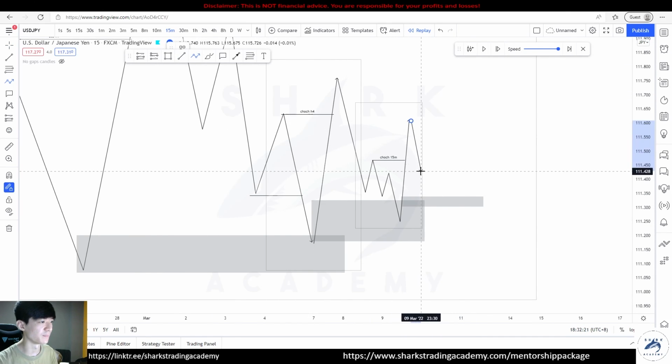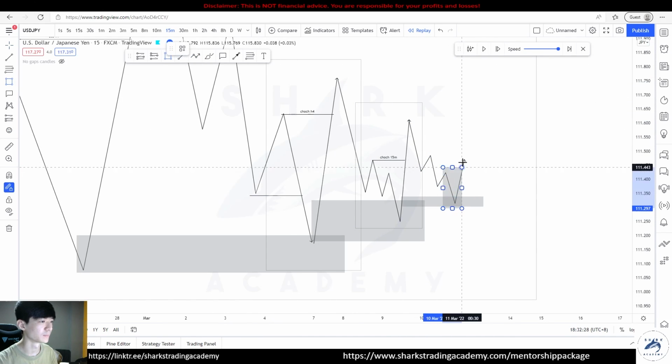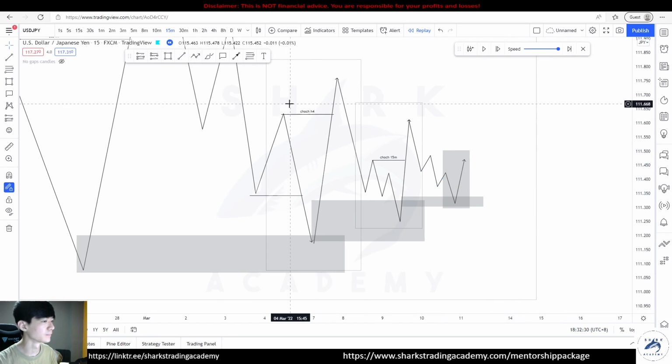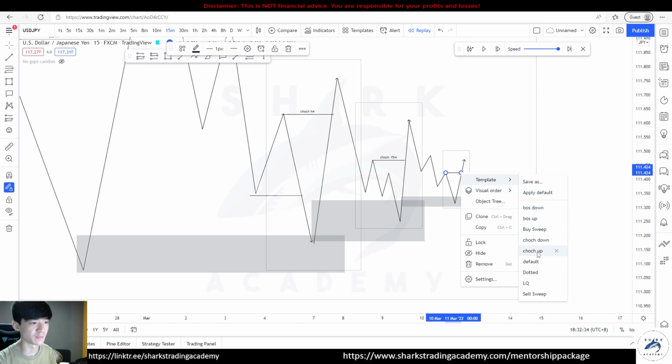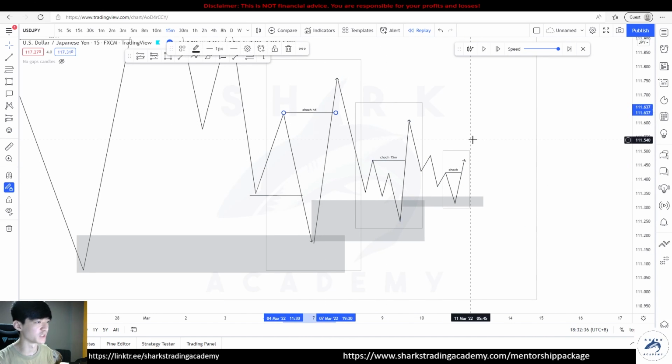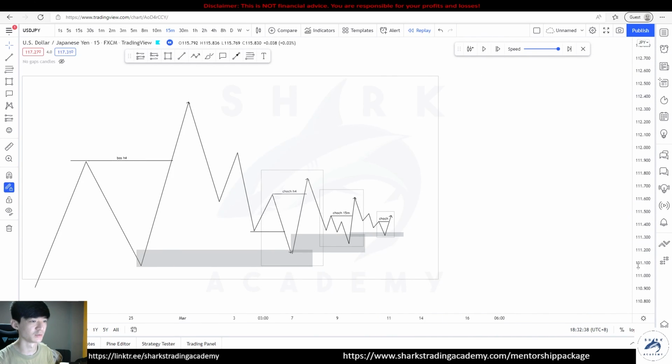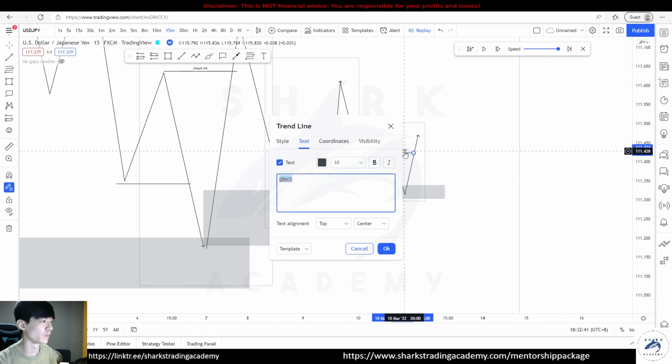For example, like this, and then what? Price starts to come back, and you're waiting for a 1M chop like this. Now you have a 1M change of character. Can you see now your 1M is aligned with your 15M, which is aligned with your H4, which is aligned with your entire market structure? Okay, so this is your 1M change.